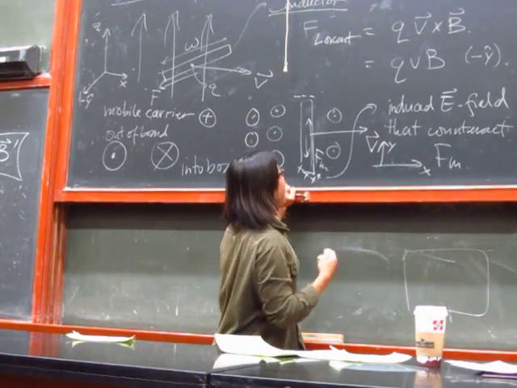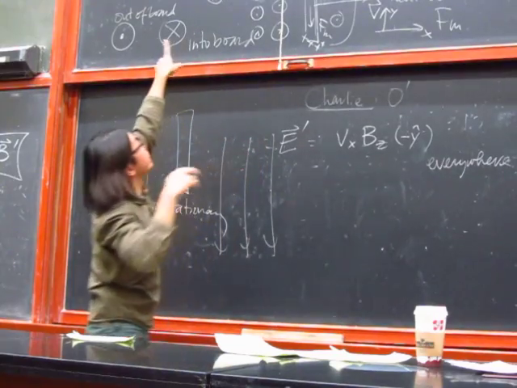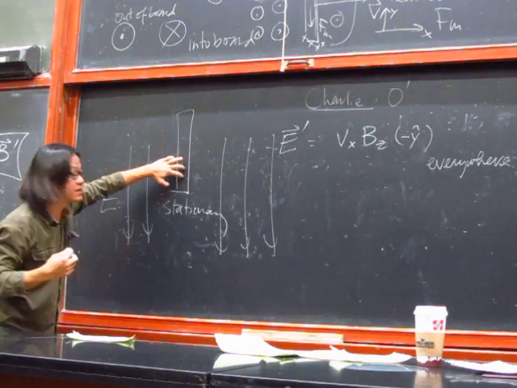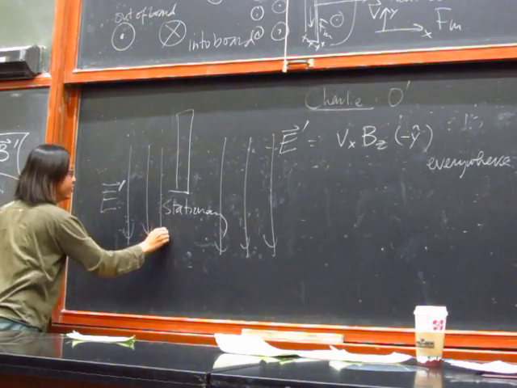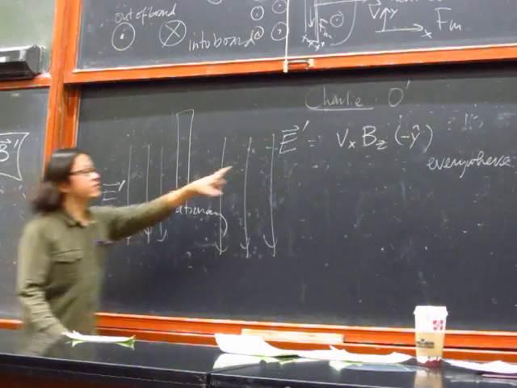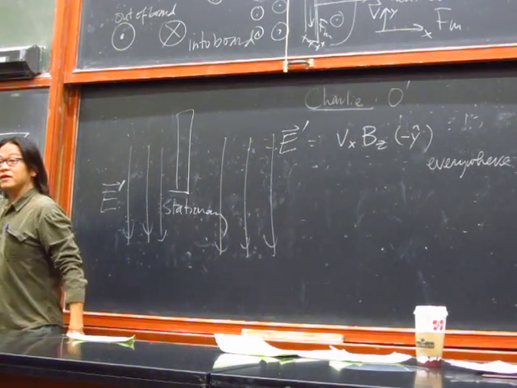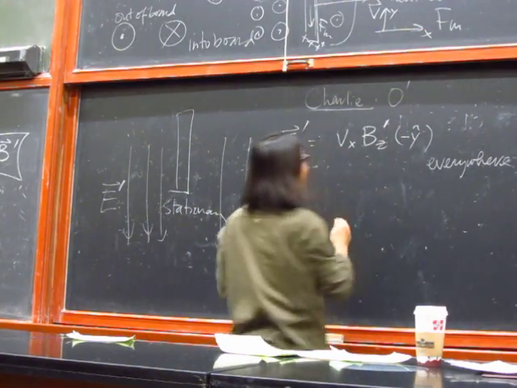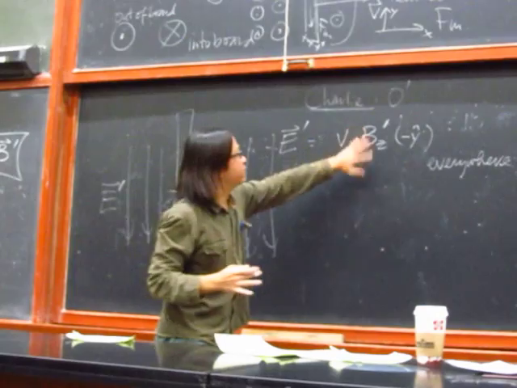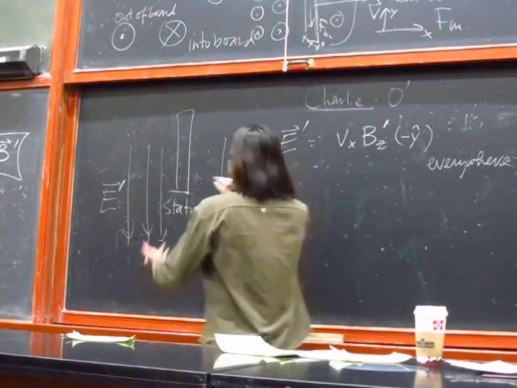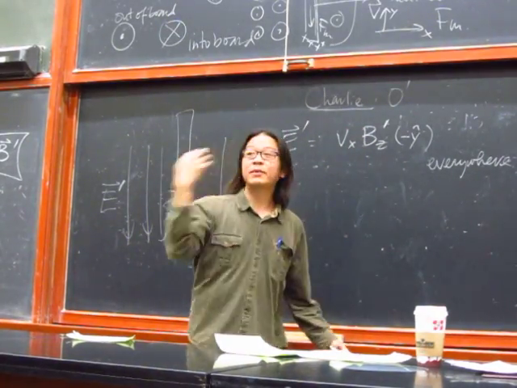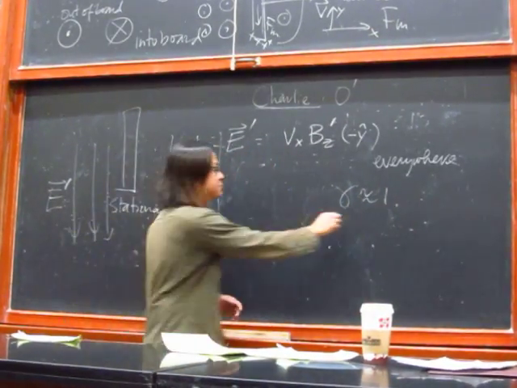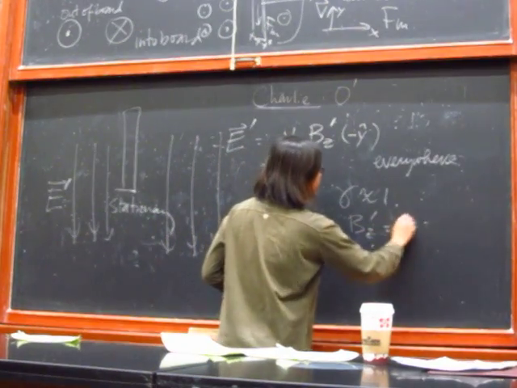So what happened when Charlie jumped into the frame with the rods, sitting over there, stationary, is he sees an electric field everywhere like this, and it's given by this formula, V cross B. That's E prime, by the way. But I'm a bit cavalier about the magnitude because in this case the rod doesn't have to move very fast. This can happen in the lab, right? Gamma can be close to 1. In that case, E z prime is just equal to E z.